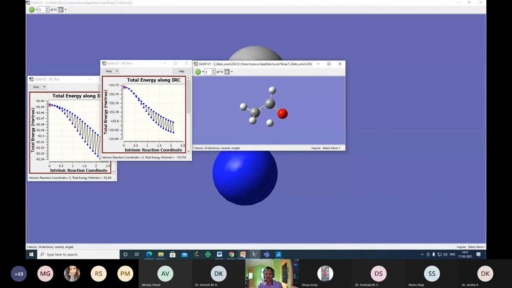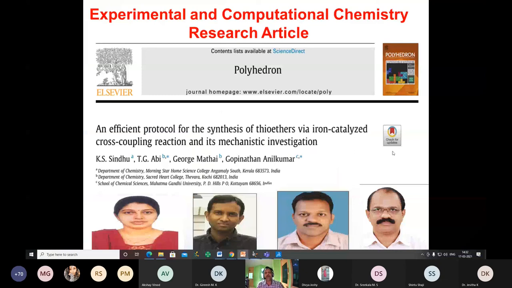Now, the expanded form of this computational chemistry research: we are purely computational chemistry people in this picture. My senior colleague, Dr. M. George, sir, and I collaborated with two experimental chemists of MG University, Kottayam, Chemical Sciences. They do the experiment. They synthesize a compound using metal-catalyzed cross-coupling reactions. And we study the mechanism of the reaction and published this article in 2019 in Polyhedron, an Elsevier journal.